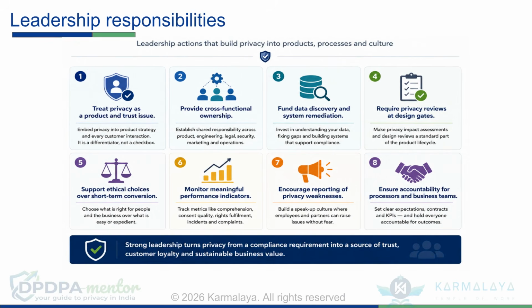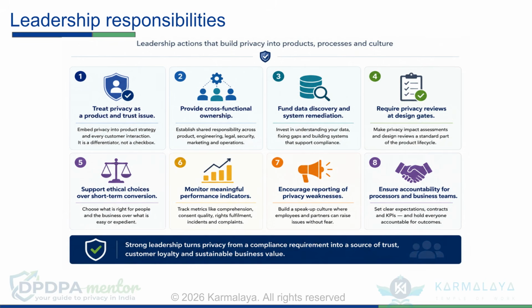Leadership support determines whether design thinking becomes a real operating model or remains a workshop exercise. Leaders should make privacy part of product and process governance. New initiatives should include privacy review at an early design stage, rather than immediately before launch. Leadership should also recognize that some privacy-friendly choices may reduce short-term conversion or require additional engineering effort.